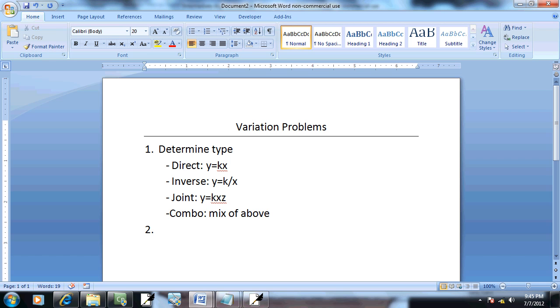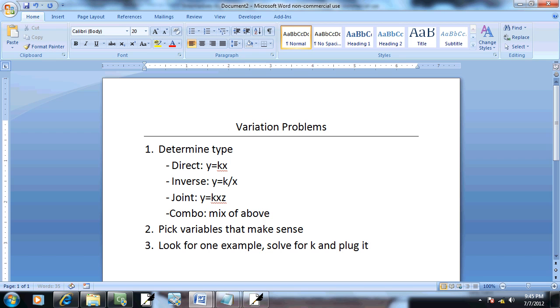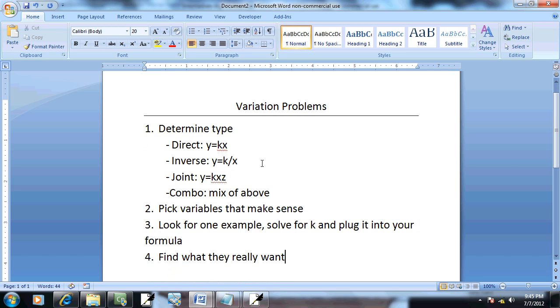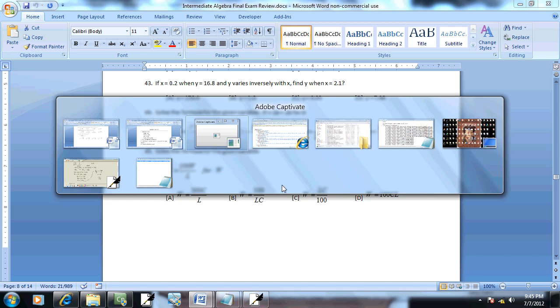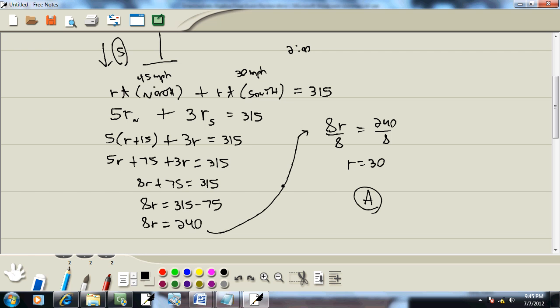Now 2, pick variables that make sense. 3, look for the one example, solve for k, and plug it into your formula. And then step 4, find what they really want. So let's solve this problem and see how to use these steps.